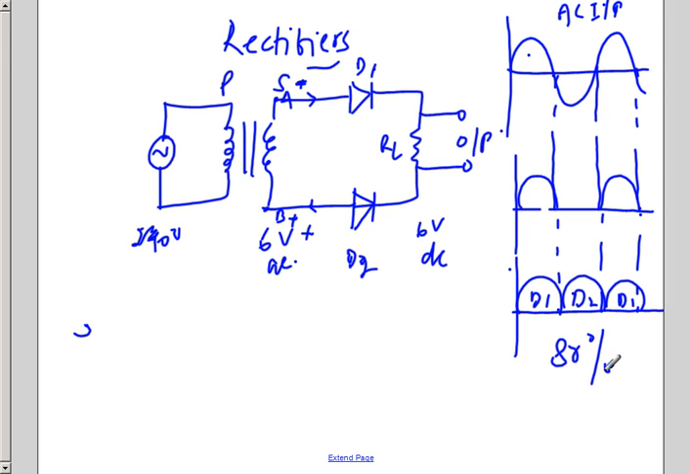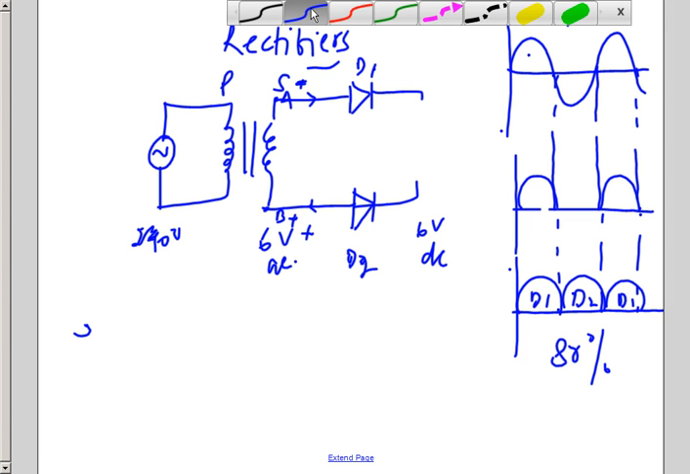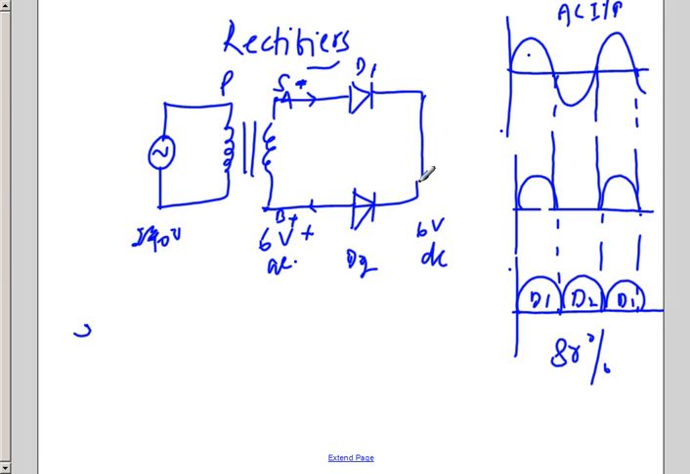In the case of a full wave rectifier, this is not drawn in this manner. The circuit will be a little bit changed. I need to short this, and from the center tap of the secondary coil, I need to take a load resistance and connect it in this manner. And across this load resistance, I need to collect an output.